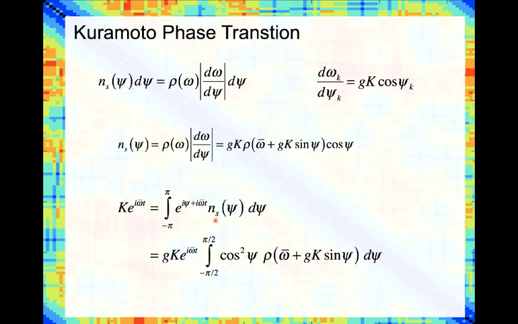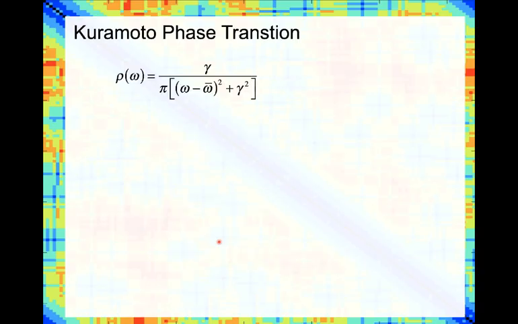And so then in this case, what we'll do is just plug in for n sub s, which now is going to go as cosine squared of psi, and then we've got our probability distribution function, and we're just going to be integrating that over all the phase angles, in this case from minus pi over 2 to pi over 2.